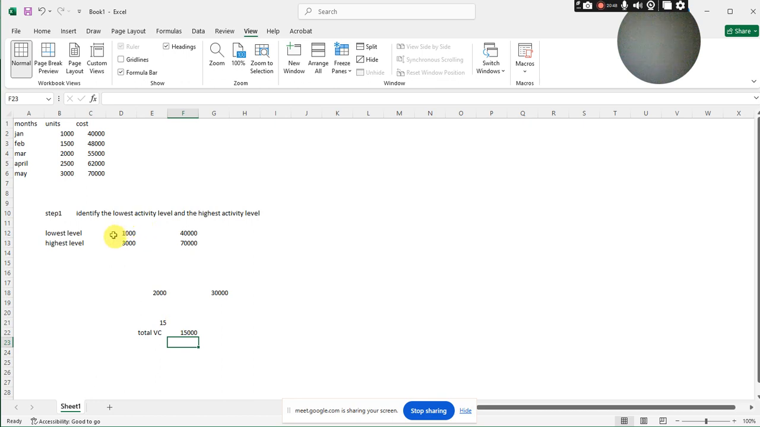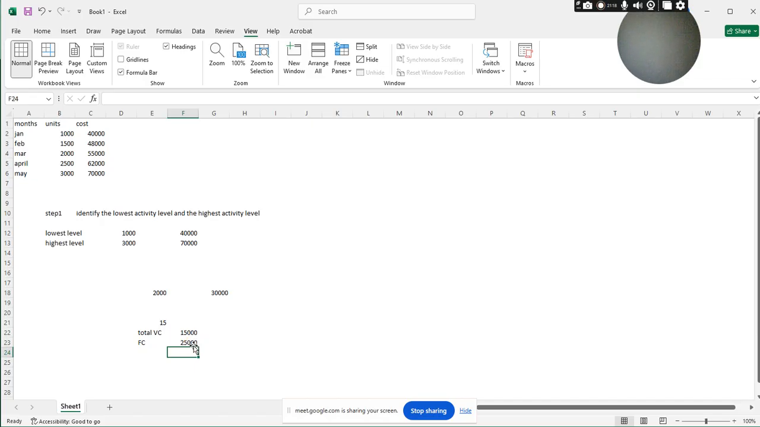Our variable cost is 15,000, right? Under this lowest activity level, our fixed cost, which is FC, is equal to this minus 15,000. So our fixed cost is 25,000.